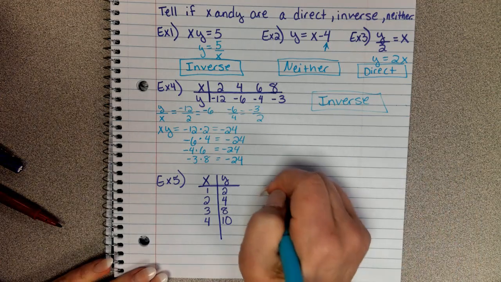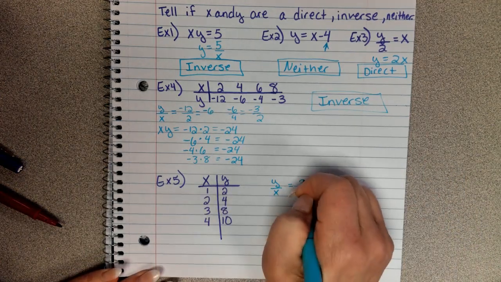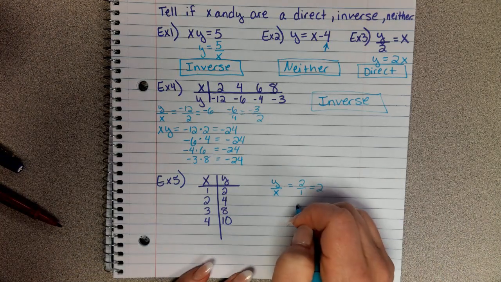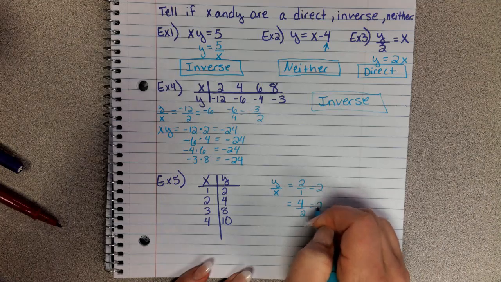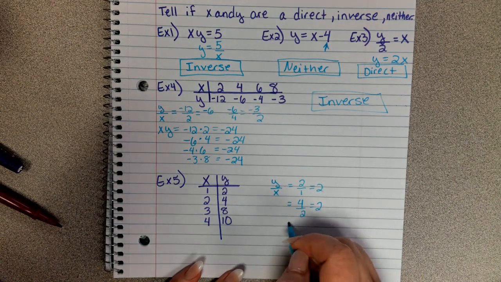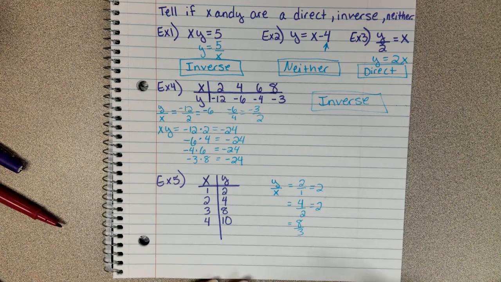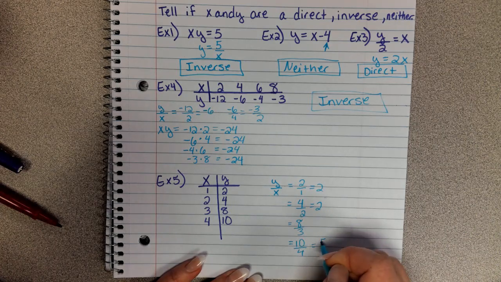One of the options is y over x. So let's see what that would give us. Y over x, that would be 2 over 1, which is equal to 2. Then I have 4 over 2, which is equal to 2. Life is good. I also have 8 over 3. Oh, 8 over 3 is just 8 over 3, so that didn't work. I also have 10 over 4, which is the same thing as 5 over 2.